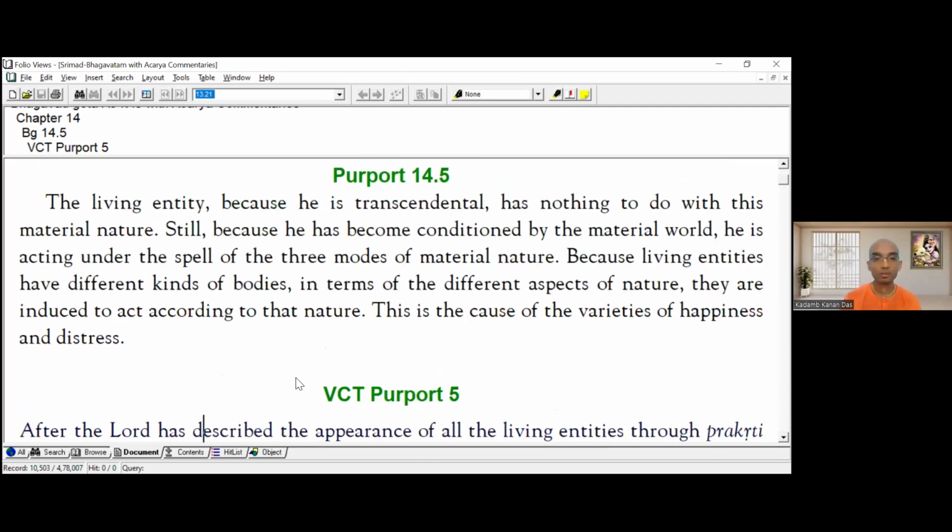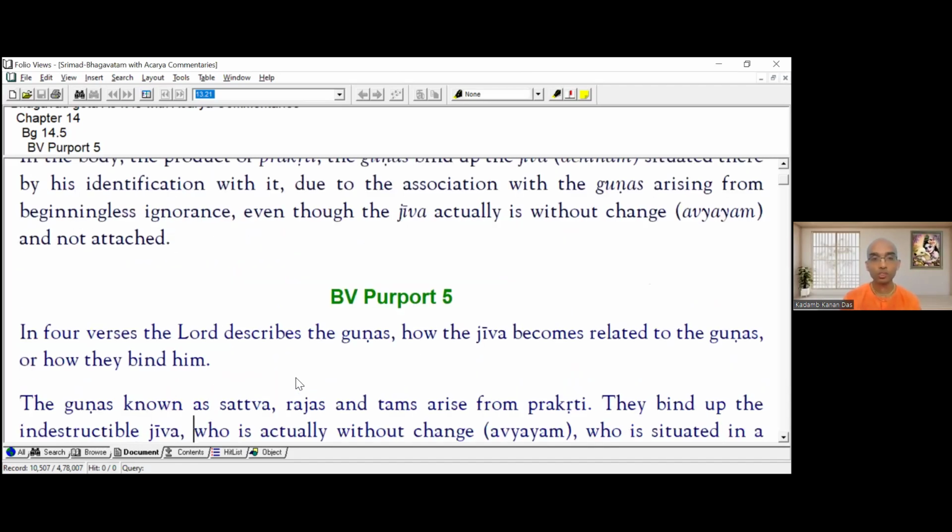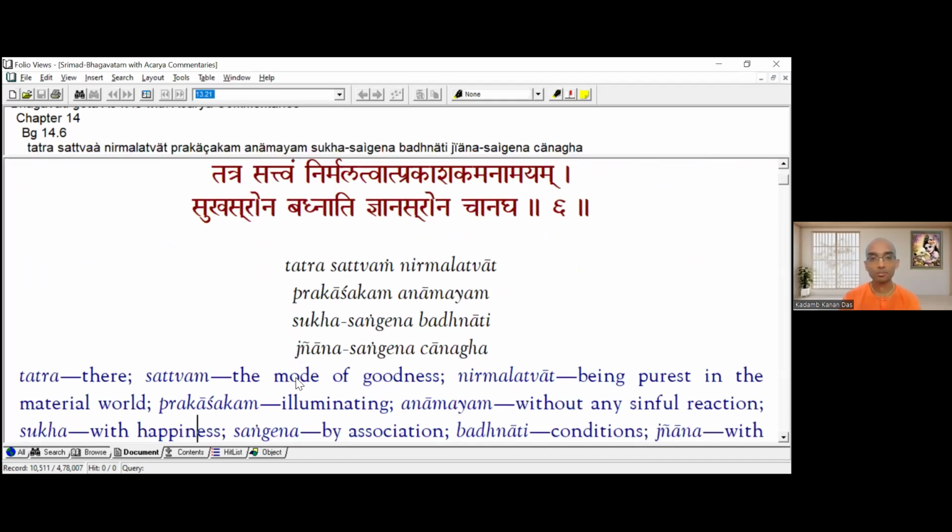Okay, next one. Here in the purport also he writes, after the Lord has described the appearance of all living entities, how are the gunas described? What type of bondage arises for the jiva from association with these gunas? So this verse answers this question. Okay, we'll not go into the detail. Next verse: what is the result of the mode of goodness?